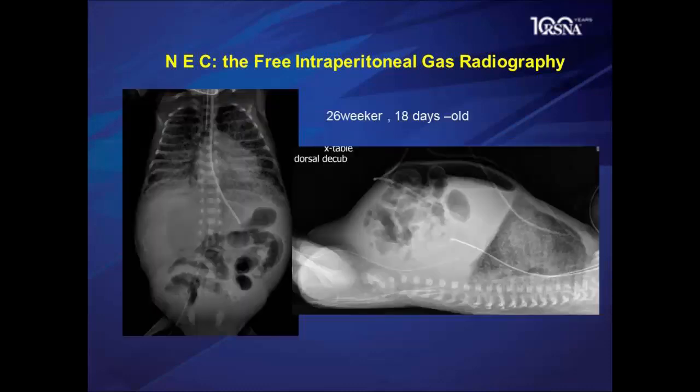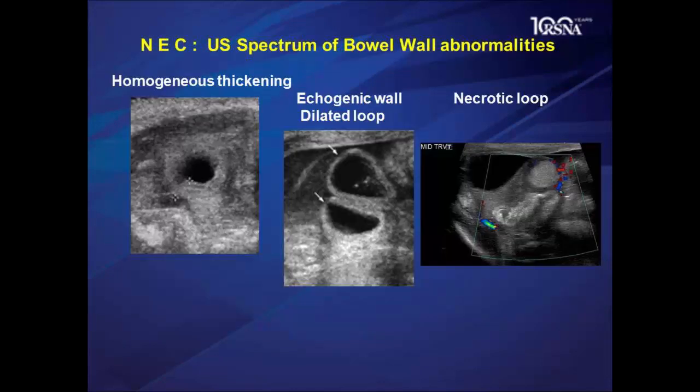Now here it's obvious that on plain film we see the so-called football sign. It's already a late case. The perforation is really with a large amount of air, and you see that the patient has respiratory issues because it's a premature baby, and at 18 days of age is developing chronic lung disease of infancy.